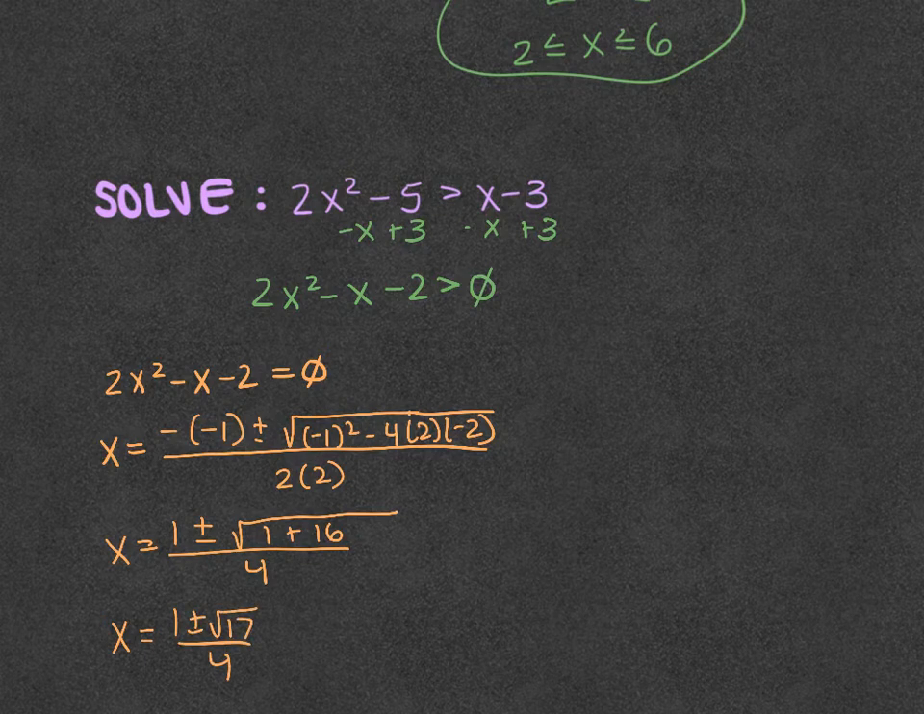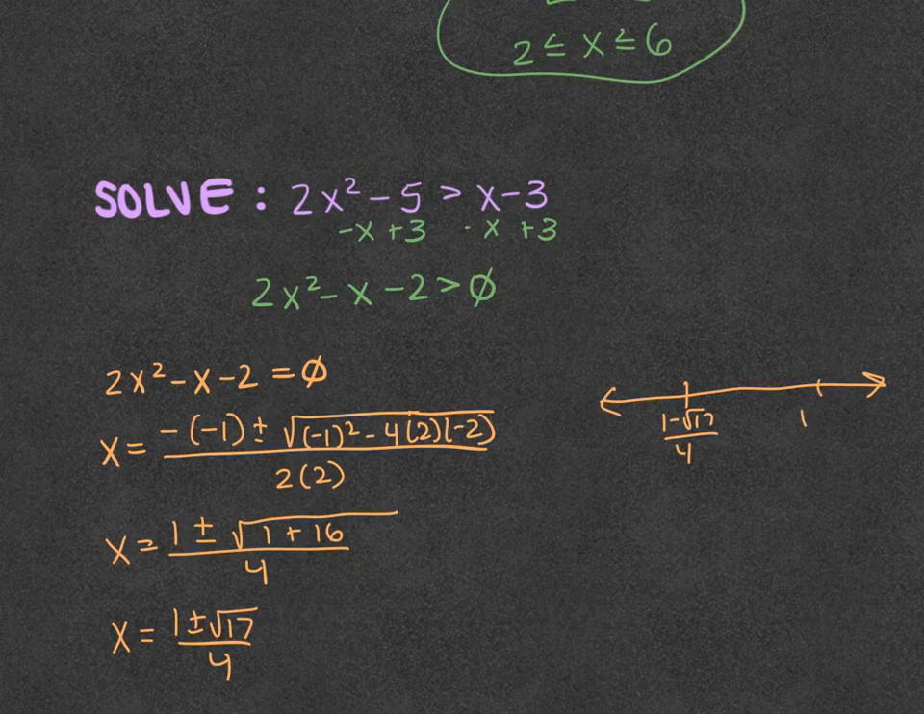All right, so these are super ugly numbers, but no worries. We're still going to make our sign chart. I know 1 minus square root 17 over 4 is going to be on the left, and 1 plus square root 17 over 4 is going to be on the right. If you aren't sure what numbers these are equivalent to, you can always put them in your calculator. But square root of 17 is bigger than 1, so 0 is a number I could plug in. So I'm going to put 0 in, and I'm going to plug in negative 10 and positive 10.